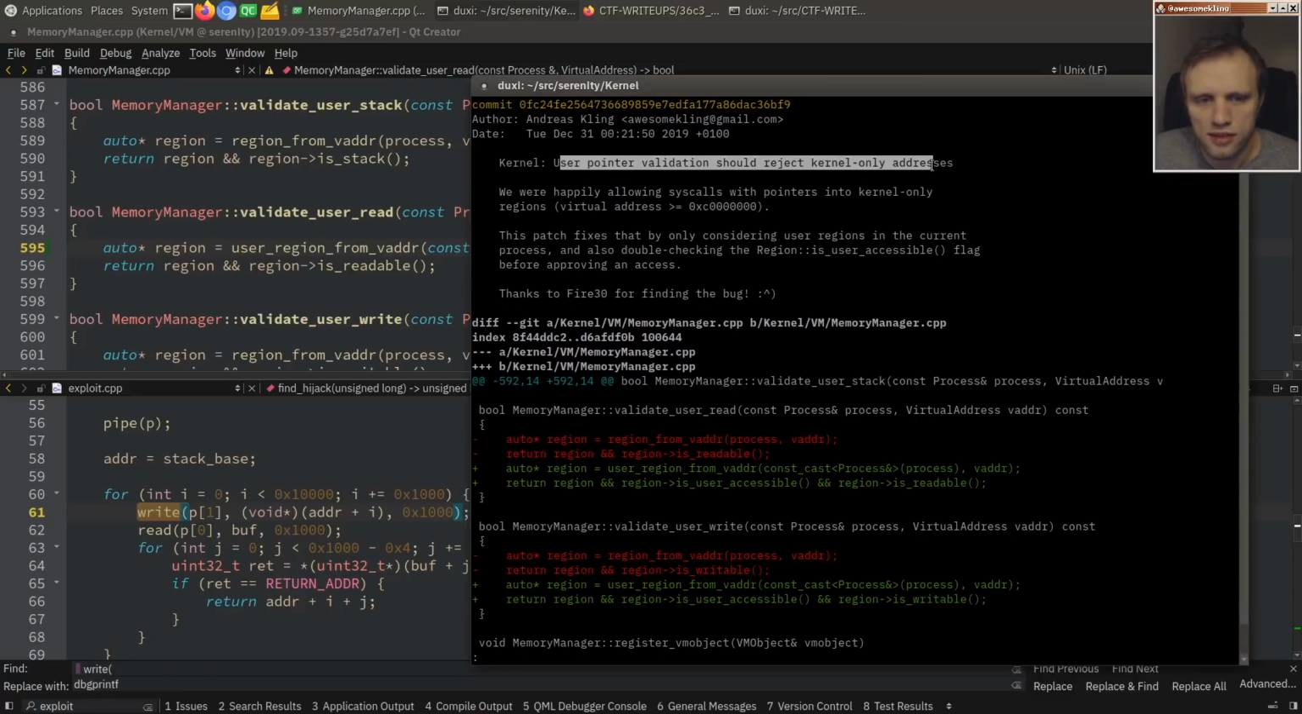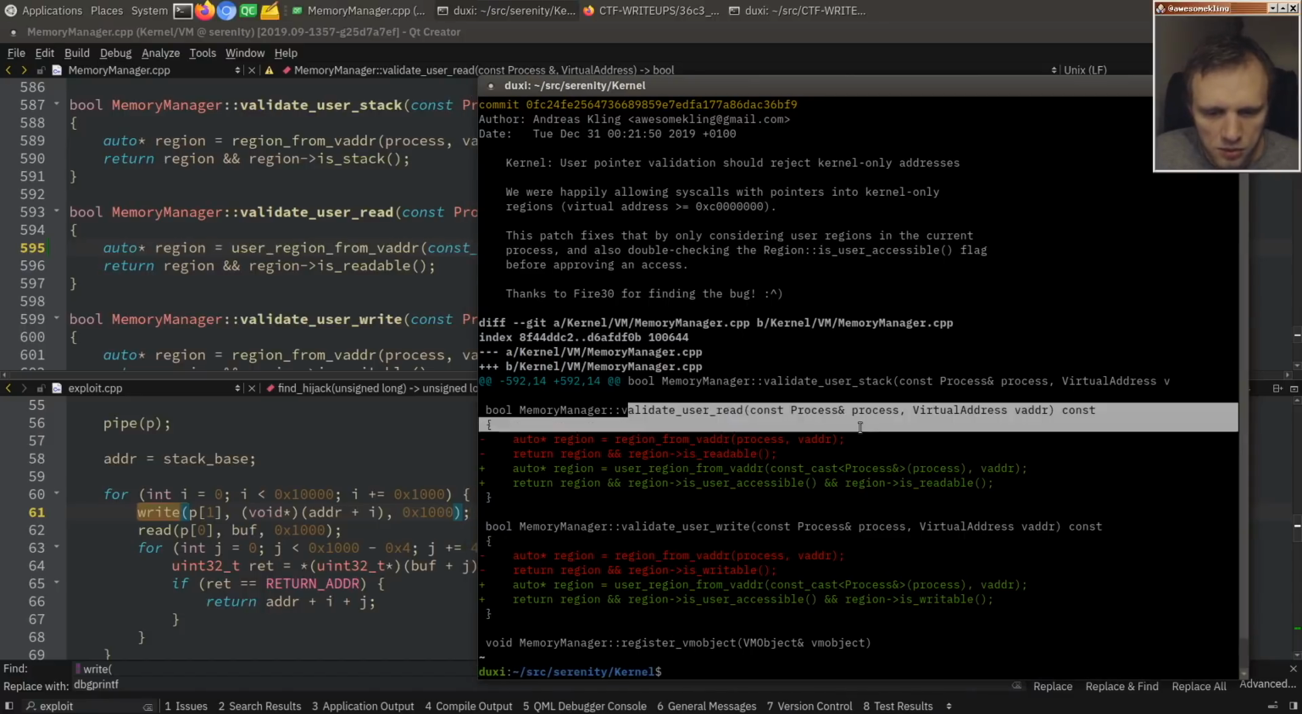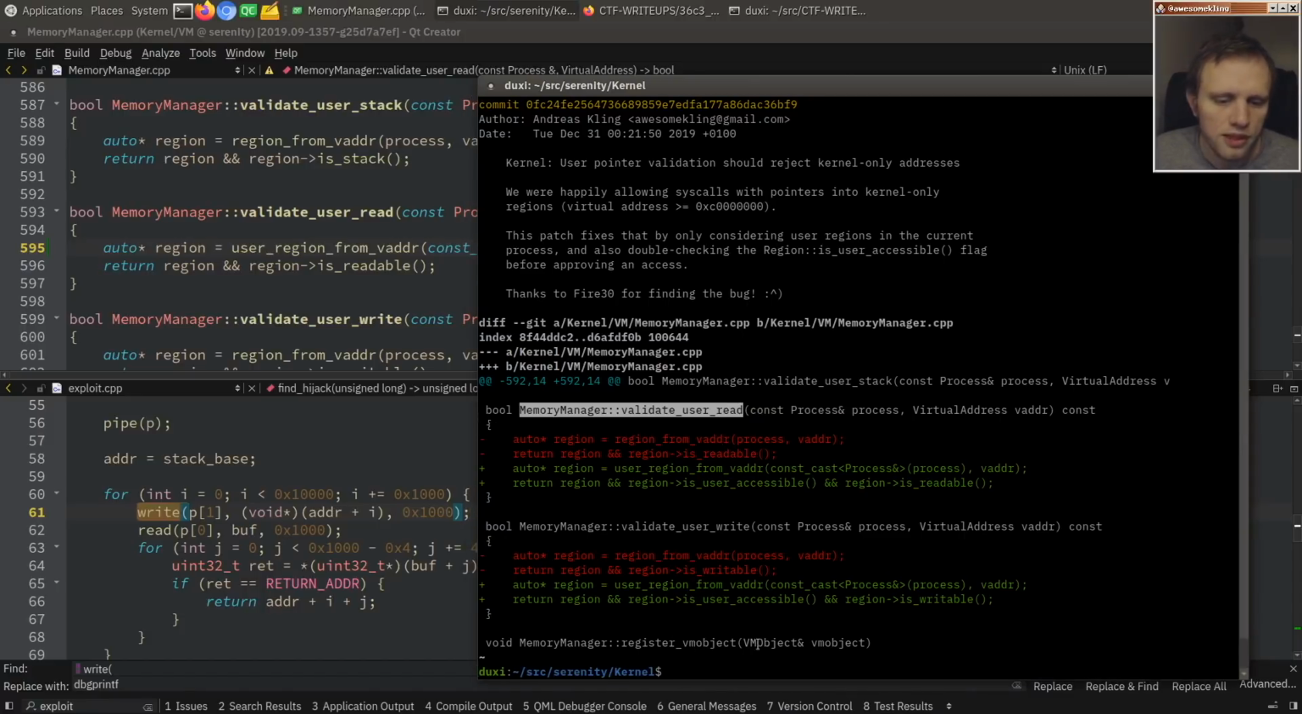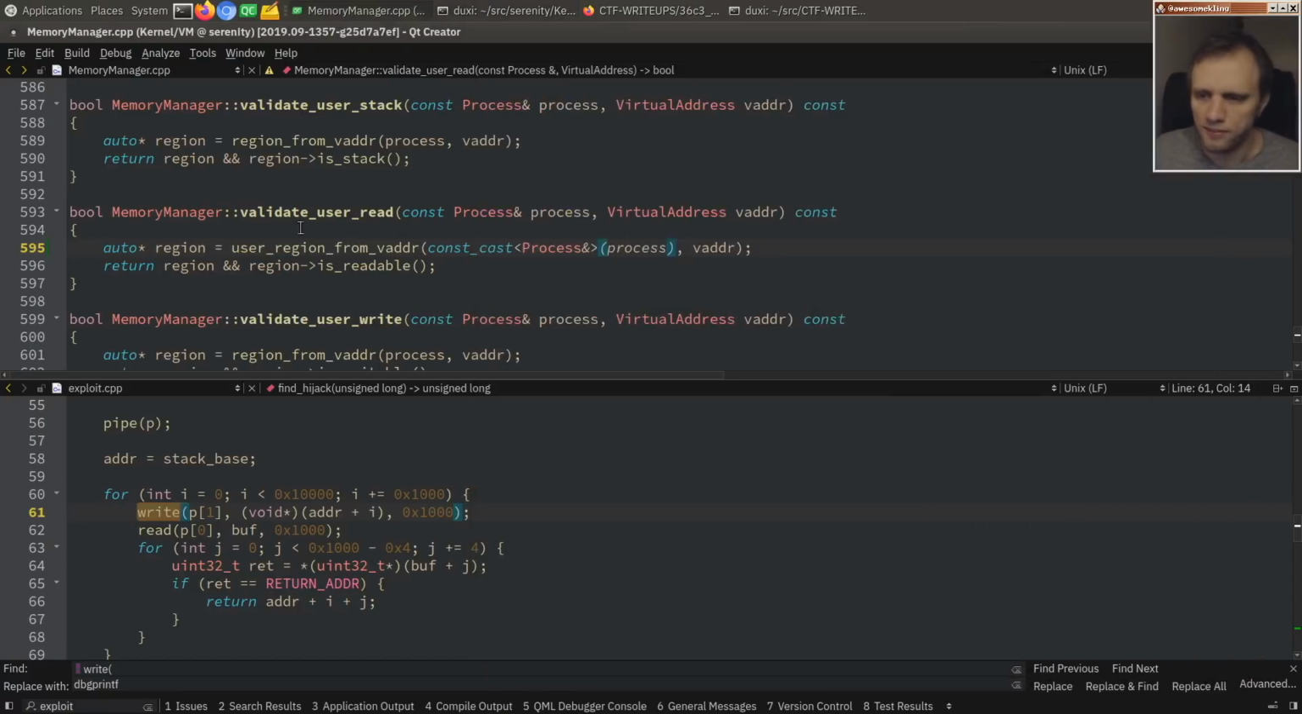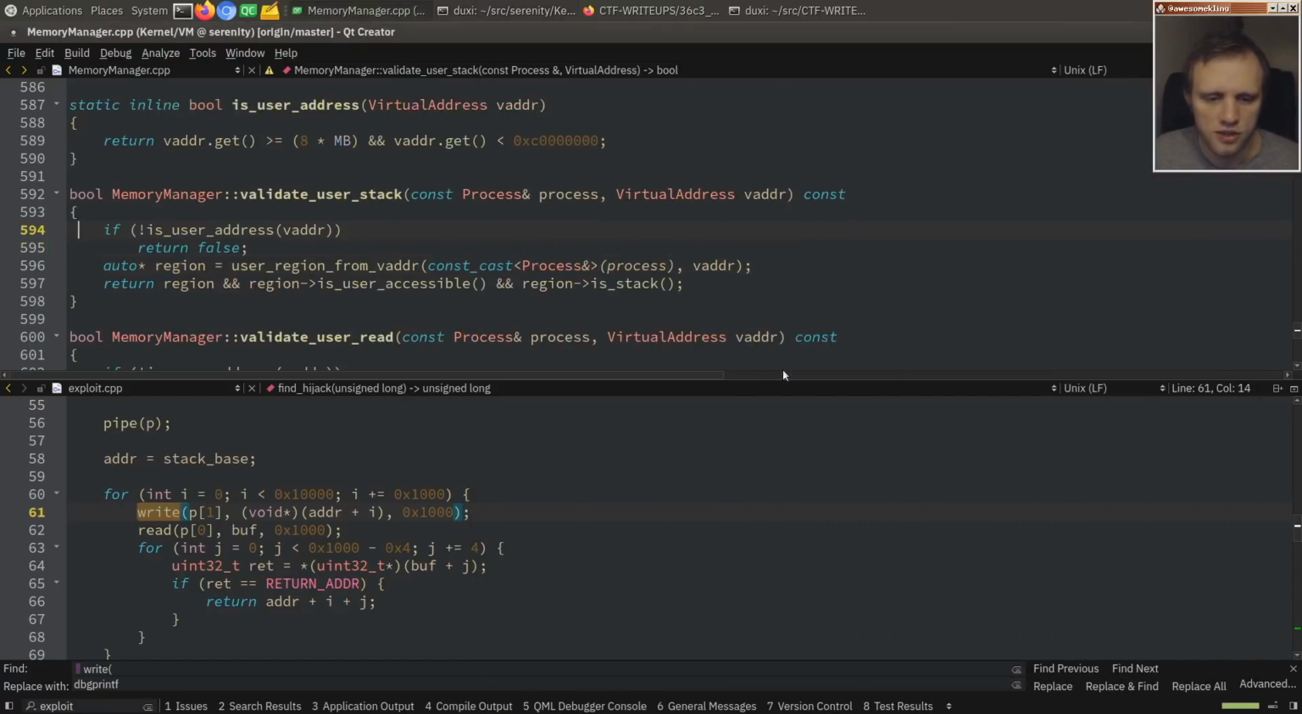So we should reject kernel-only addresses when we validate user pointers, right? And now when we validate a user pointer for reading or for writing, we will call user region from virtual address. And then I also added an additional check here that the region is user accessible. That's just like a double check that it's not a region that's for some reason marked that it shouldn't be user accessible.